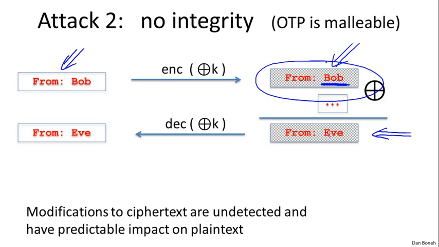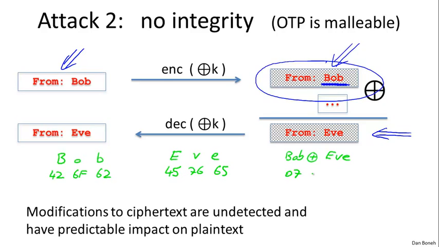So just to be specific, let's look at what these 3 characters need to be. Let's look at the word Bob, and I'm going to write it in ASCII. So Bob in ASCII corresponds to 42 hex, 6F hex, and 62 hex. So capital B is 42, little o is 6F, and little b is 62. The word Eve is encoded as 45 hex, 76 hex, and 65 hex. Now when I XOR these 2 words, I'm literally going to XOR them as bit strings. So Bob XOR Eve. It's not difficult to see that what I get is the 3 characters 07, 19, and 07. And by XORing these 3 characters at the right positions into the ciphertext, the attacker was able to change the ciphertext to look like it came from Eve rather than from Bob.